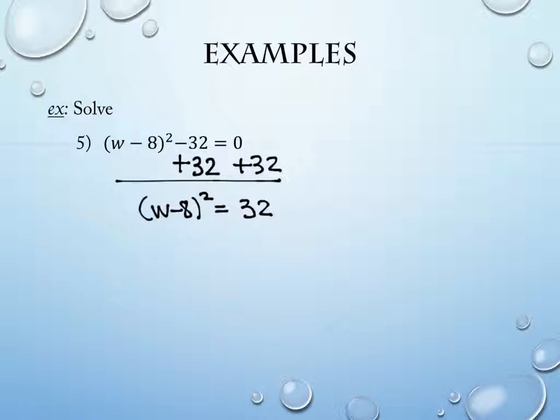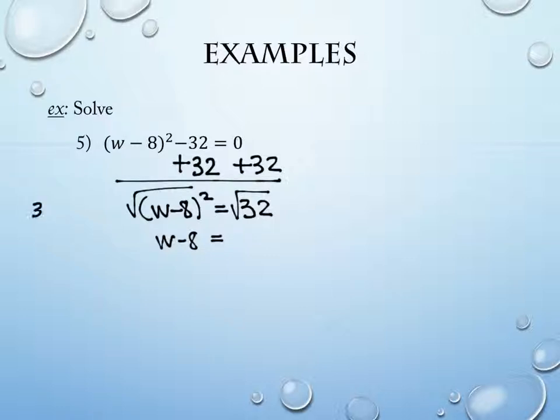Well, the way I get rid of a square is I square root. So we're going to square root both sides. On the left-hand side, the square and the square root are going to cancel one another out, right? They're inverse operations. So I end up with w minus 8 on the left-hand side. Square root 32 is not going to actually give you a whole number value. If you try it, it's going to give you some decimal craziness going on there. So we're going to have to factor it.